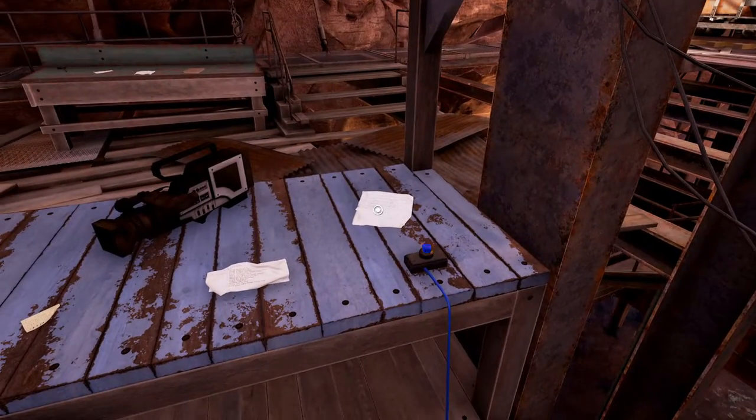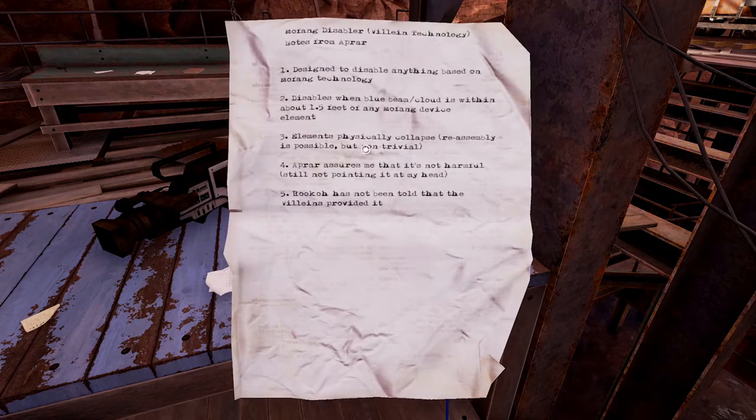Okay. Read the note. Mofang Disabler Villain Technology Notes from APRAR. Designed to disable anything based on Mofang technology. Disables when blue beam cloud is within about 1.5 feet of any Mofang device element. Elements physically collapse. Reassembly is possible but non-trivial. APRAR assures me that it's not harmful, still not pointing it at my head. Ruko has not been told that the villains provided it. Well, I already tested that theory. The blue beam is safe.